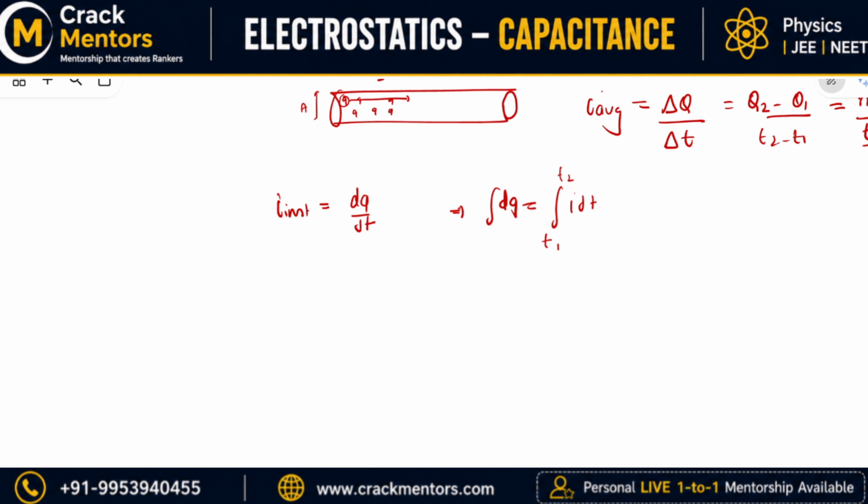Perfect. So what does it mean if I draw a graph? If I draw the graph between q and t, the slope of that graph will give me the value of the current. The slope of the graph will give me the value of the current.